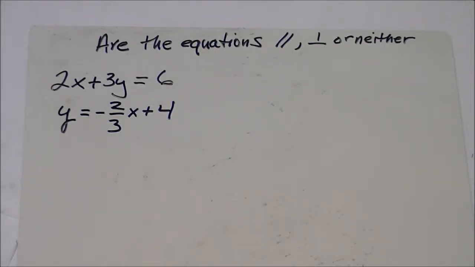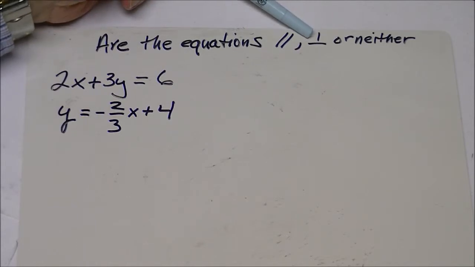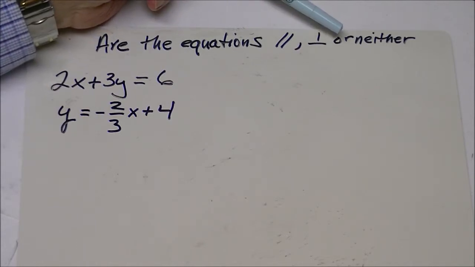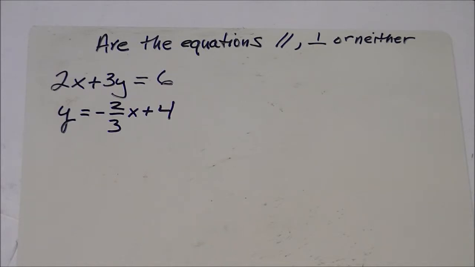What we're looking at here is, are the equations parallel lines, perpendicular, or neither? And that's what we're wondering. So the strategy we said for this is to put both equations in slope-intercept form. Now as we look at this one, it is already in slope-intercept form, so we just need to modify this one.